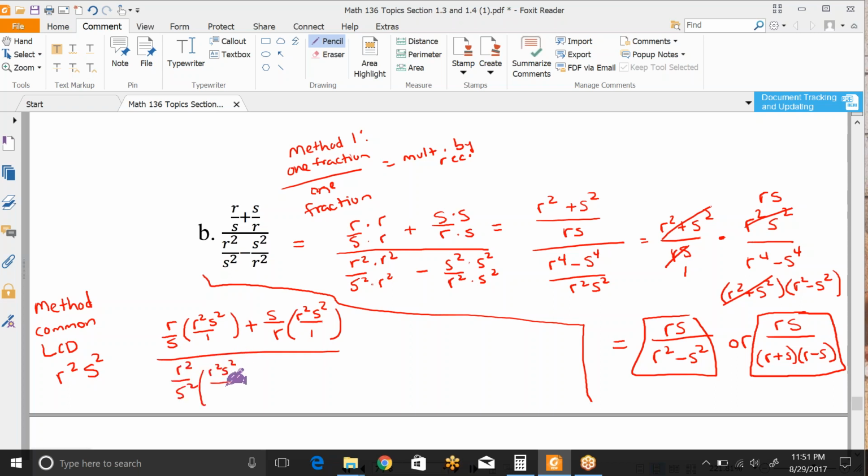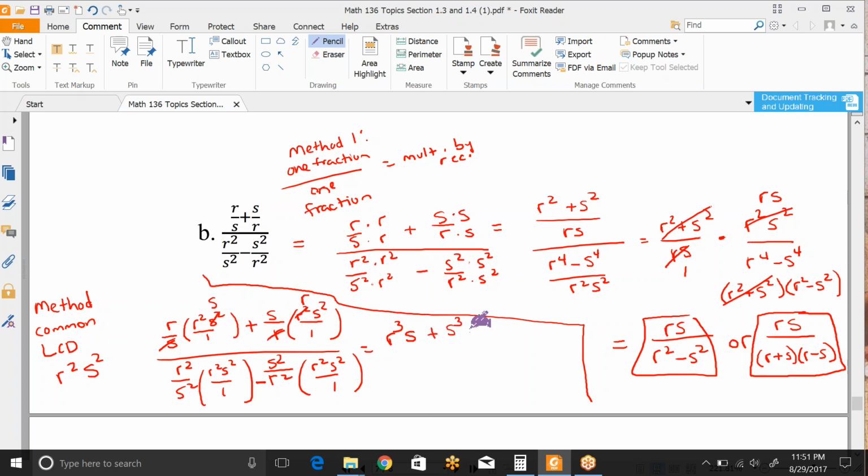So times r squared, s squared, and then the bottom is s squared over r squared times r squared, s squared over 1. If you've picked the correct LCD, all the little fractions should cancel out. So this s cancels with one of those. So this is r times r squared, which would be r to the third, times that one s that's left over. And then one of these r's cancels with one of these, and you have s times s squared is s cubed, so plus s cubed.